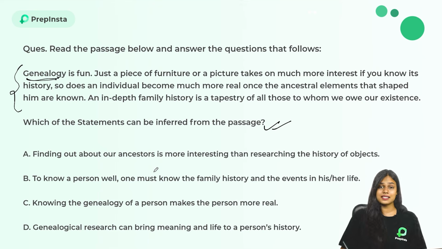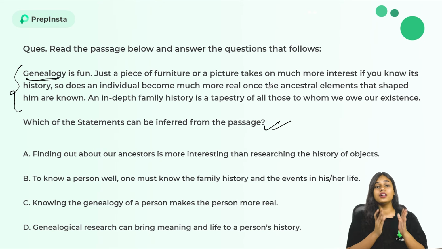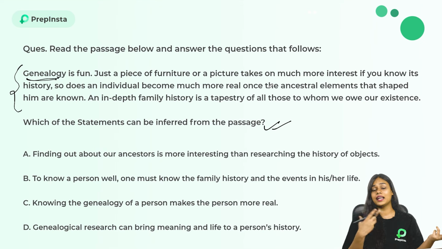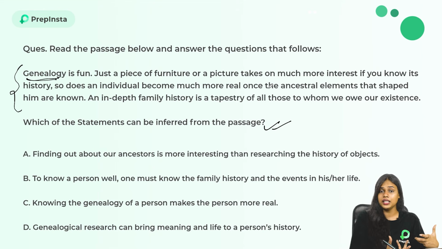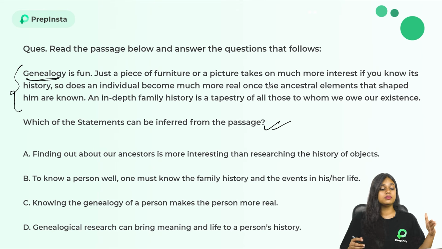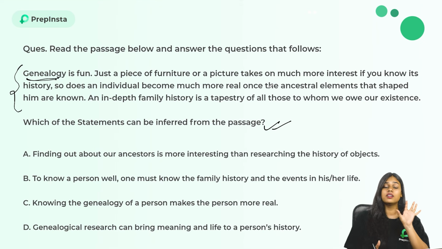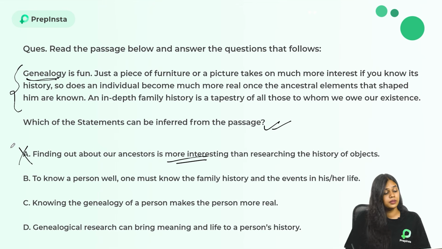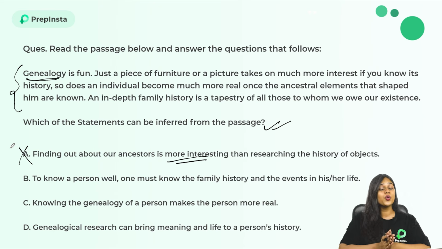Finding out about our ancestors is more interesting than researching the history of objects. In the entire passage, we don't have any comparison between objects and individuals. There is only a simile, or an example, between the objects and the individual. So we don't have any comparison that is more interesting. So this option is ruled out. To know a person well, one must know the family history and events. No, if you're only knowing the family history and the events in his or her life, you don't know the person completely.